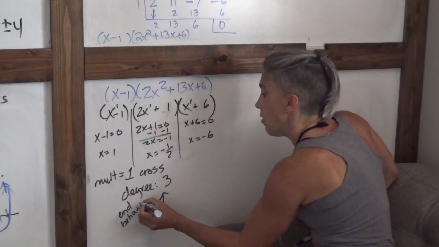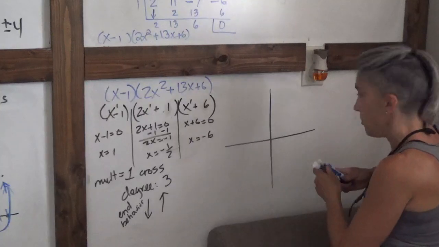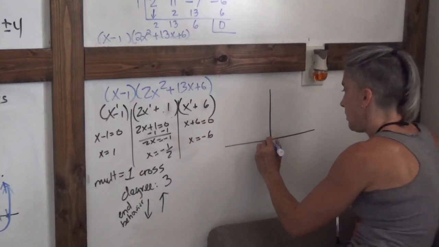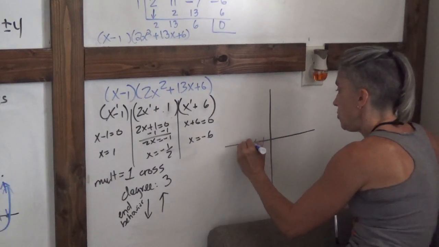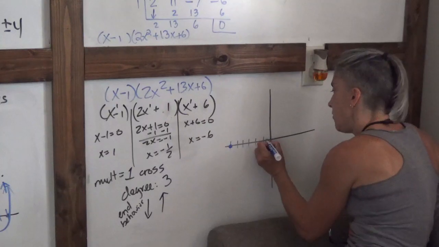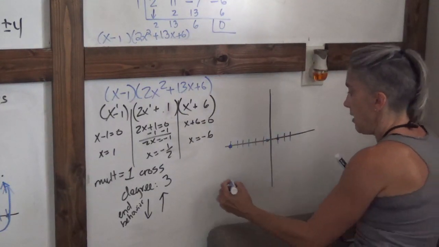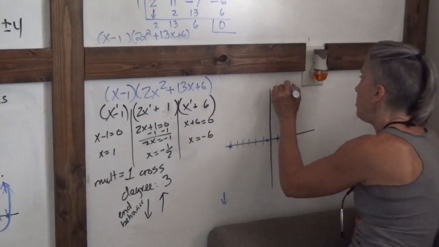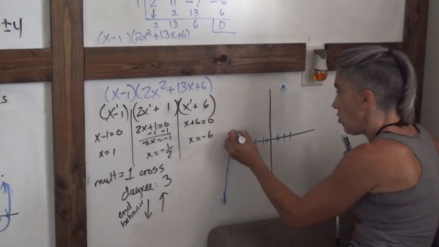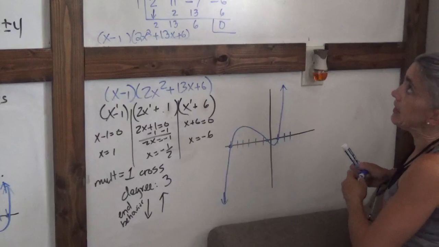Alright, so let's make our little x and y. Let's go ahead and plot these three. 1, negative 1/2, negative 6. 1, 2, 3, 4, 5, 6. This is negative 6. This is negative 1/2. And here is 1. And end behavior is down and up. They're all crossing, so I'm going to start down and go and cross through all of them. So there is a quick sketch of that one.